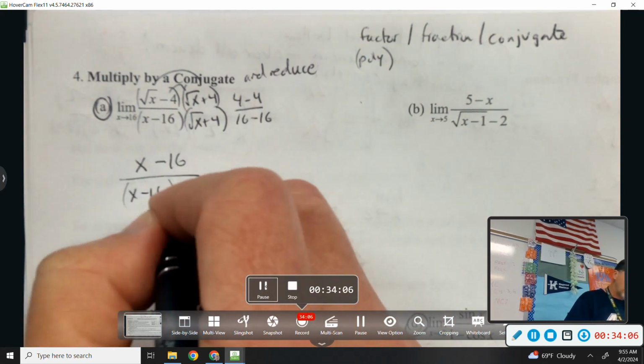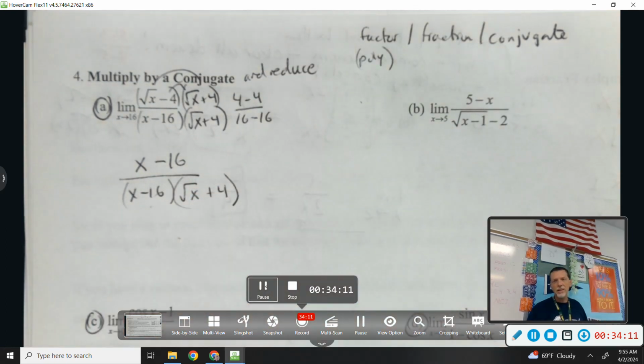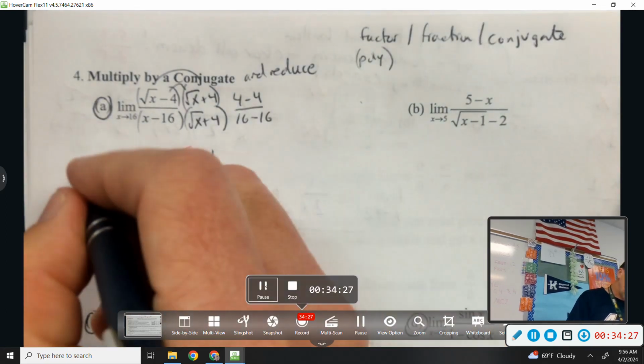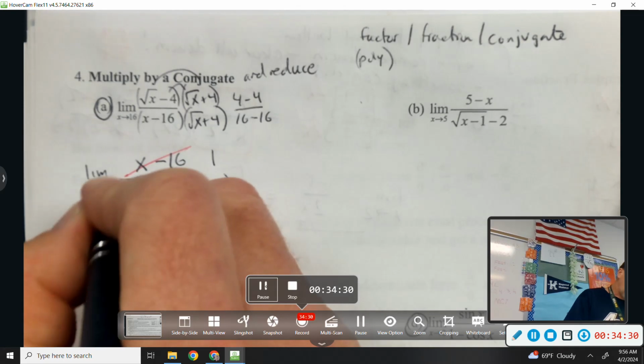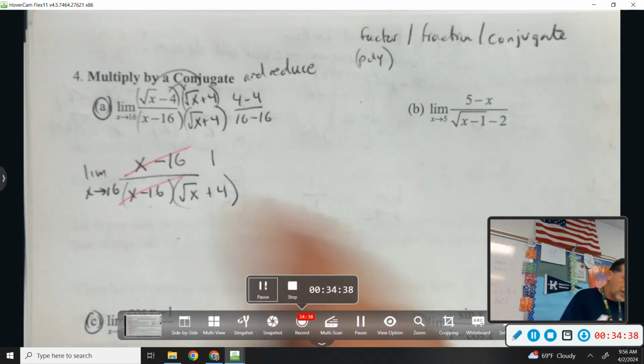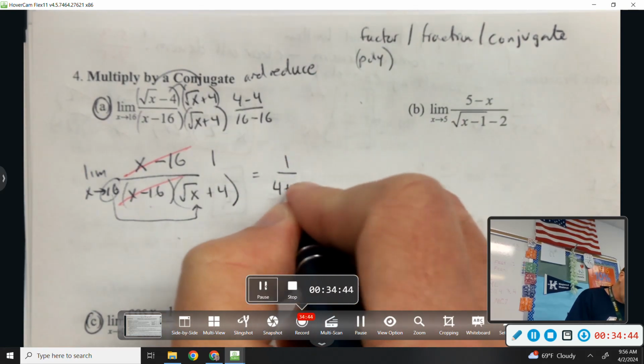Oh, and then, hey, that was nice. In the bottom, I definitely do not want to multiply that out, partially because it would be ugly, partially because I want it to cancel. So when you multiply by the conjugate, pick the square root one, and then only multiply out the square root one. Leave the other one factored, because it will cancel out. Limit as x approaches 16. And then try again. That's the whole point on all of these. Do your algebra trick, and then try again, meaning substitute again. 4 plus 4, that's 8. So 1/8.